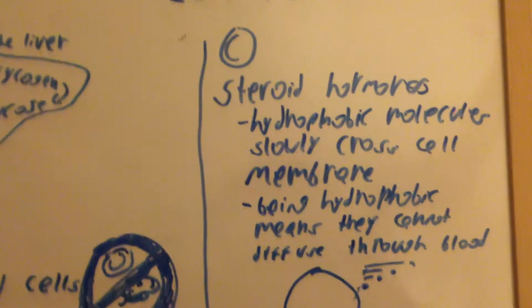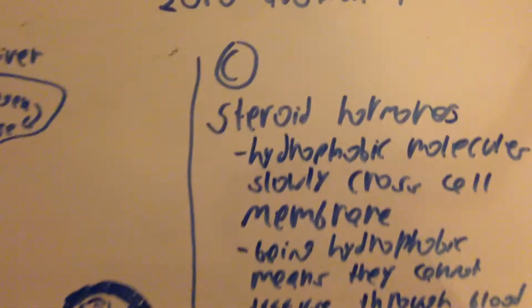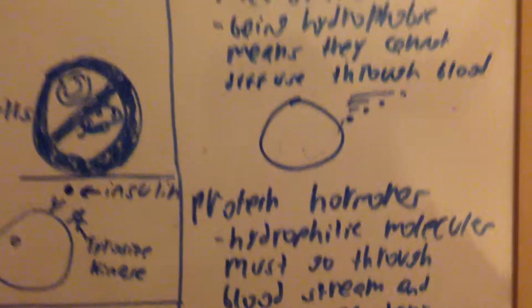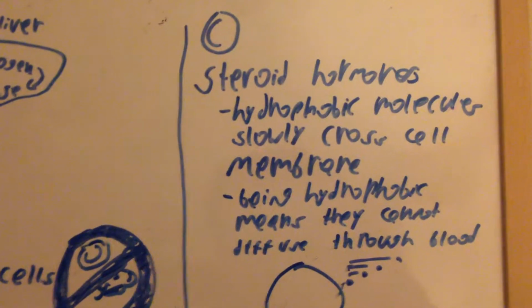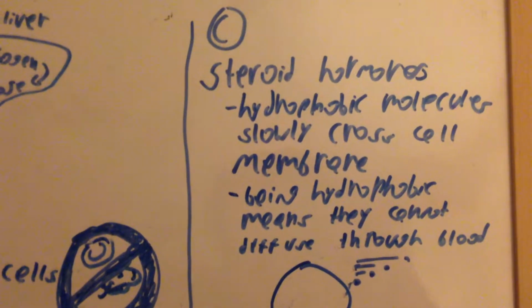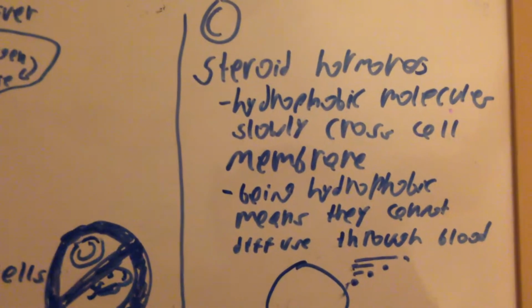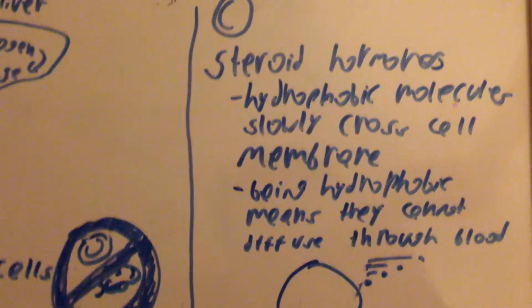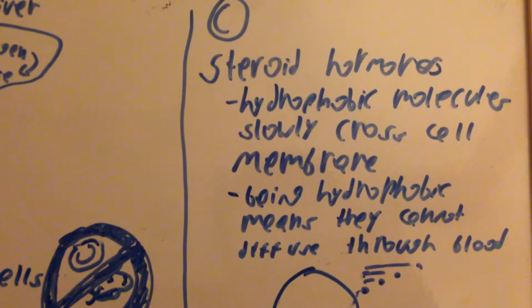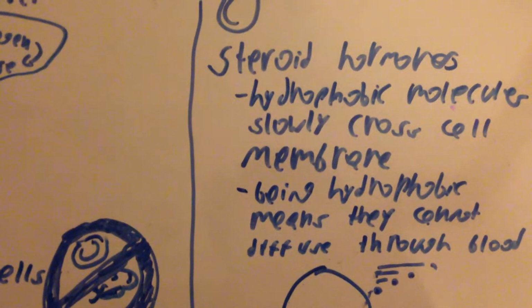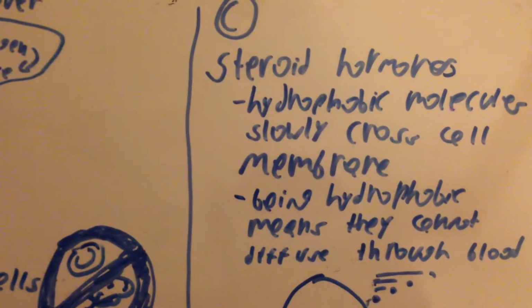And finally, the question asks, what's the difference between a steroid hormone and a protein hormone? The biggest difference is that steroids are hydrophobic molecules and therefore cannot be carried freely in the bloodstream because they just don't dissolve in it. So they directly enter the cell, and it's a bit slower than protein hormones, but it's a sustained process.